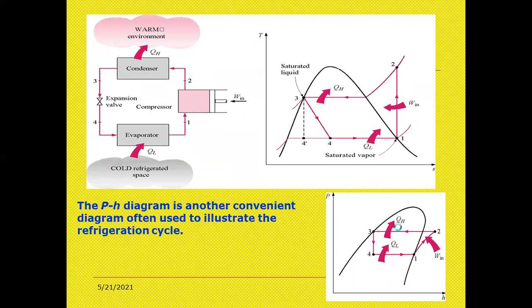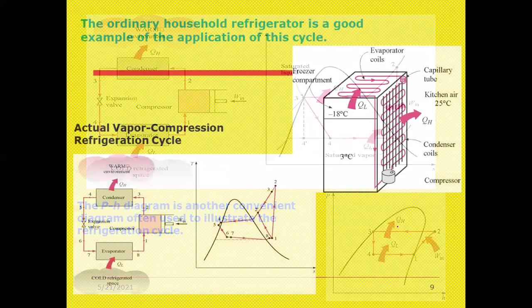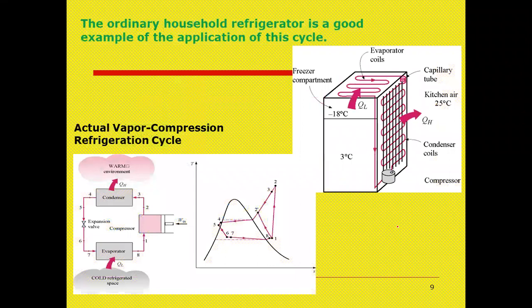The ordinary household refrigerator is a good example of this cycle. Generally every house is having a refrigerator. So what type of refrigeration system generally are we using? We are using the vapor compression refrigeration system, which is mechanically used, and also vapor absorption, which is thermally used, where these are used in large applications.